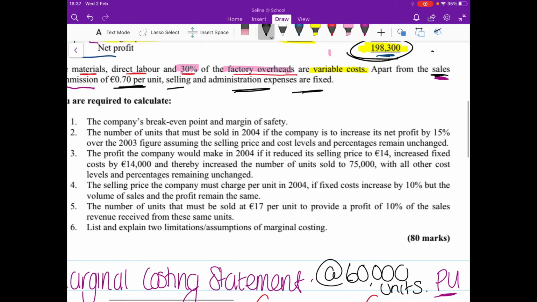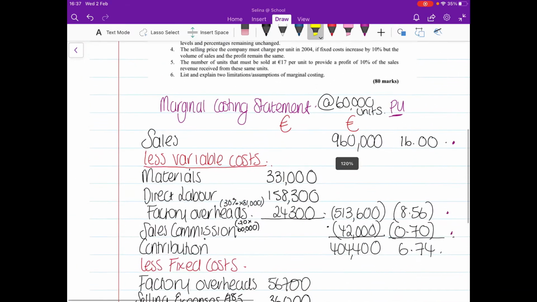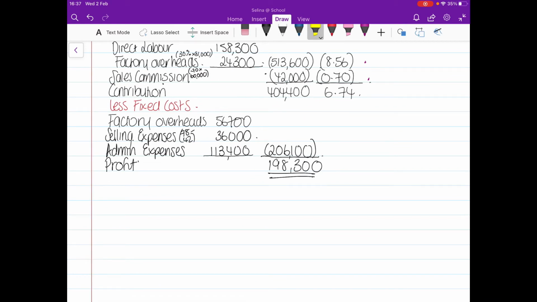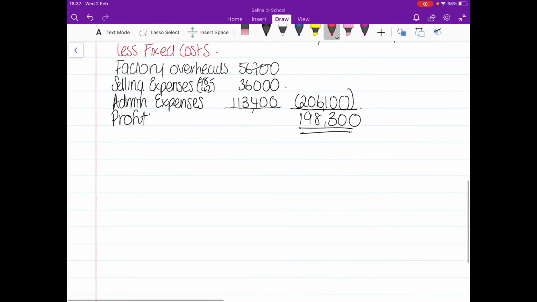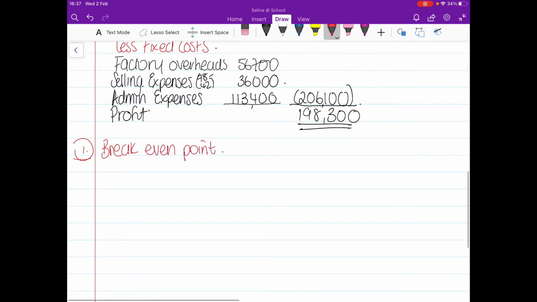Okay, then we're ready to move on to do part one of the question, which is calculate the company's break-even point and margin of safety. Okay, so your break-even point is the point at which they're not making a profit or a loss. Okay, so number one, there's a formula for this that you need to remember. So it's break-even point. You won't be given this in an exam. You'll need to know how to calculate it.